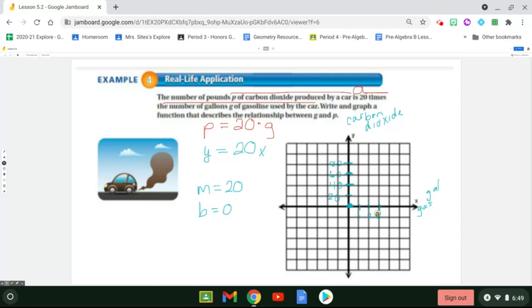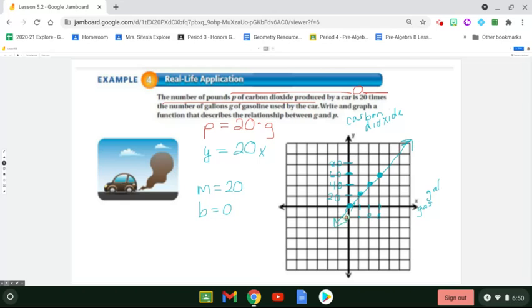All right, so let's do that. We're going to go up 20, right 1. Up 20, right 1. Up 20, right 1. And here is our graph.